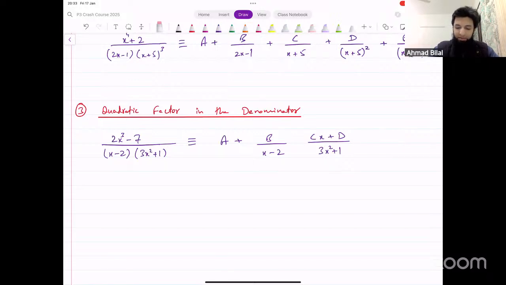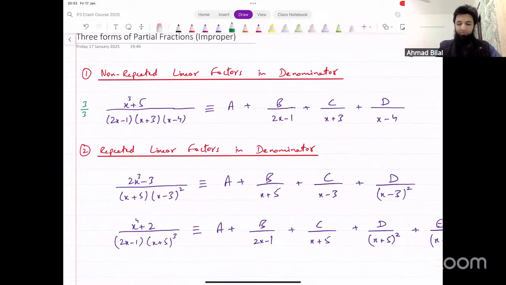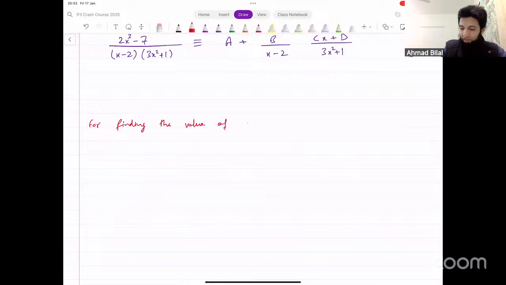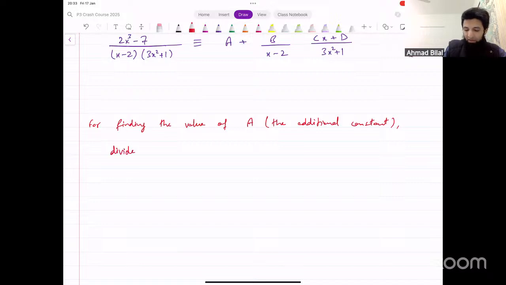And now finding this constant is actually fairly straightforward. If you had to find the value of a, let me write that down here. For finding the value of a, the additional constant, all you have to do is divide the highest power term of the numerator by the highest power term of the denominator.